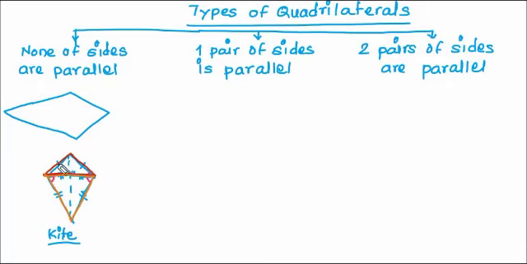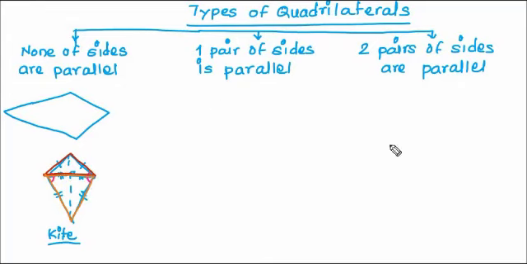In a kite, there are two pairs of adjacent sides which are equal. This side is equal to this side, and this side is equal to this side. Then it forms two isosceles triangles. So this is one isosceles triangle, this is the second isosceles triangle. And the diagonals intersect each other at 90 degrees, and one of the diagonals is bisected. This is about the kite.